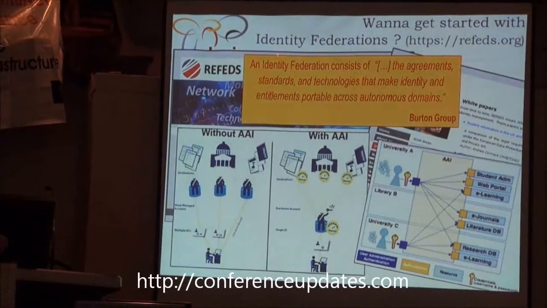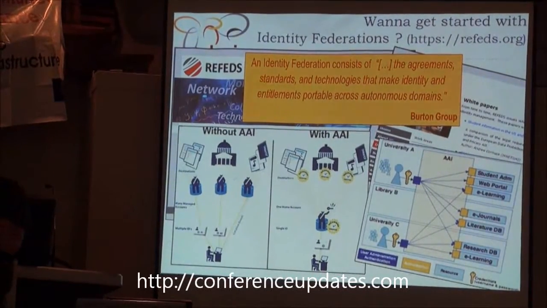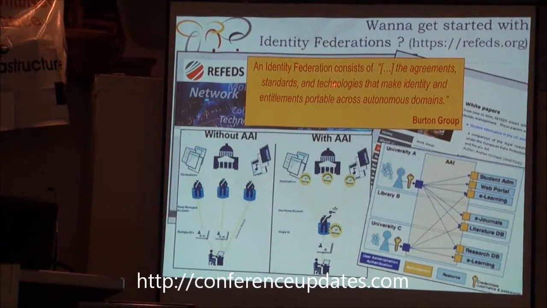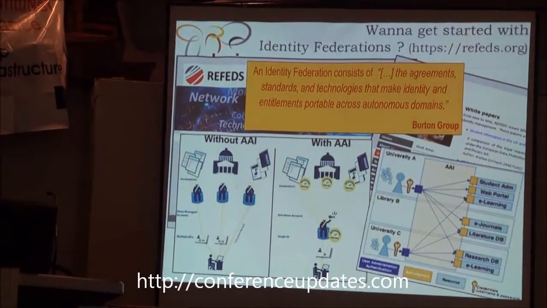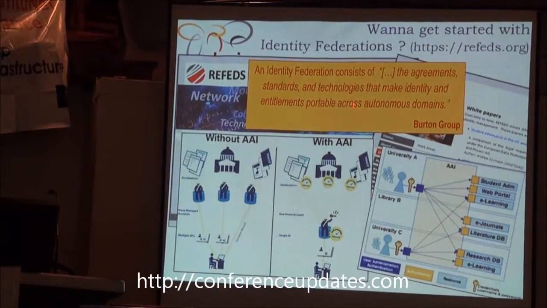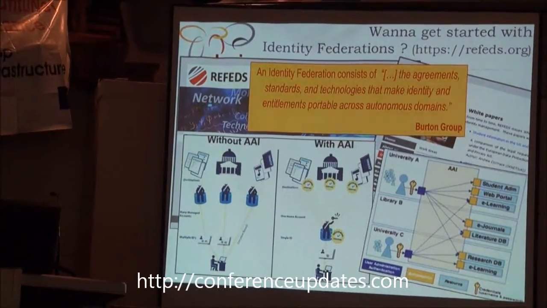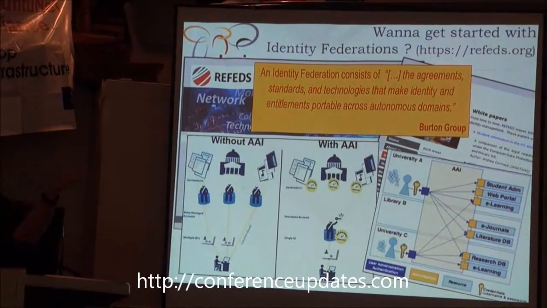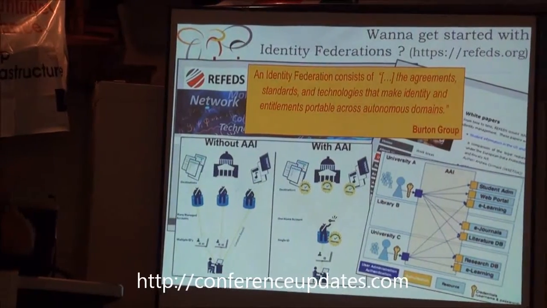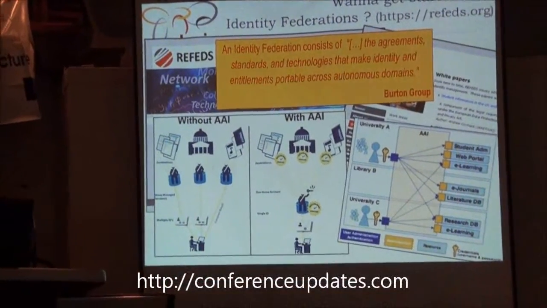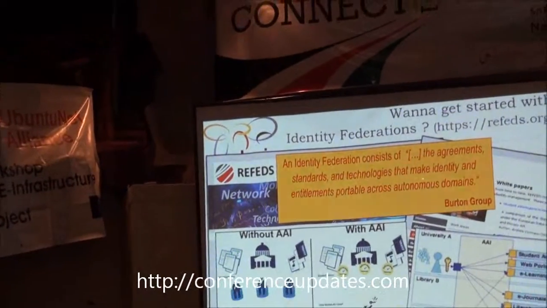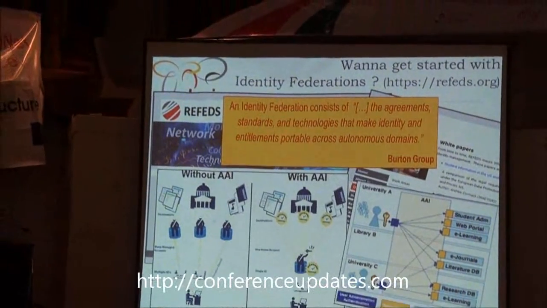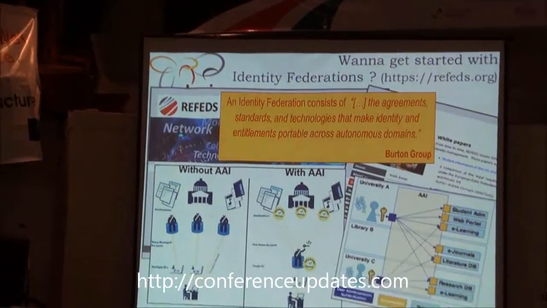The second one is identity federations. I like very much the definition of identity federation that I copied down: identity federations are the ensemble of agreements, standards, and technologies that make identity and entitlement portable across autonomous domains. So the concept is of the scientist who goes around the world and can access the infrastructure from wherever he goes, still keeping the same credentials provided by the organization he or she belongs to.